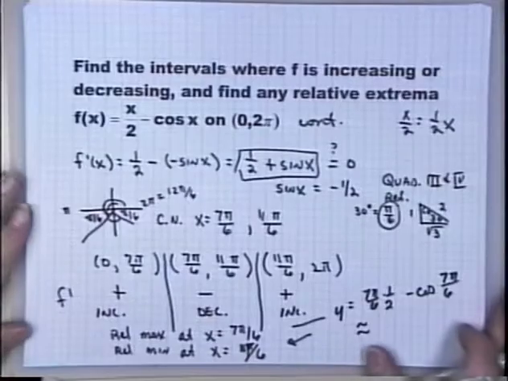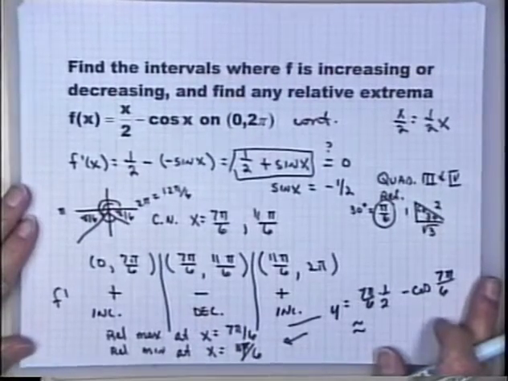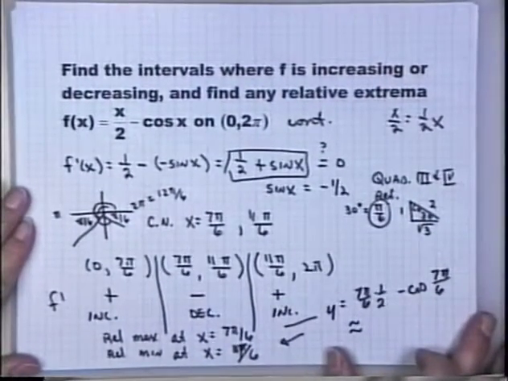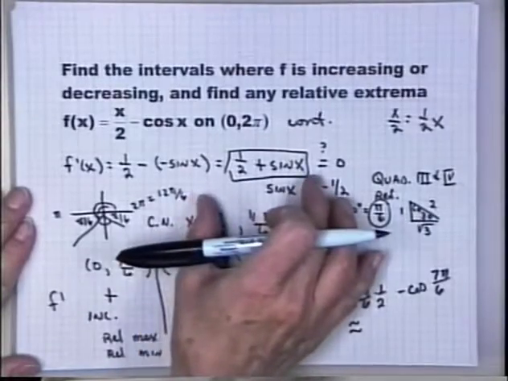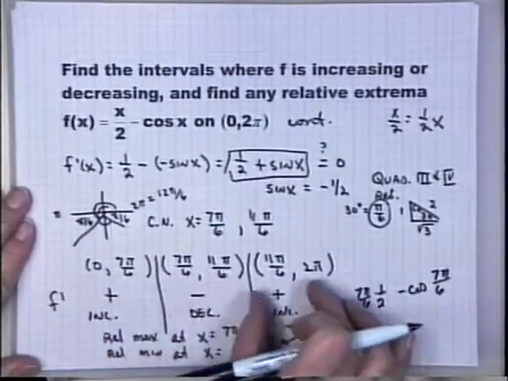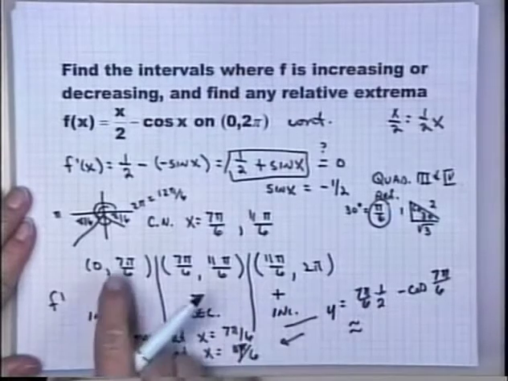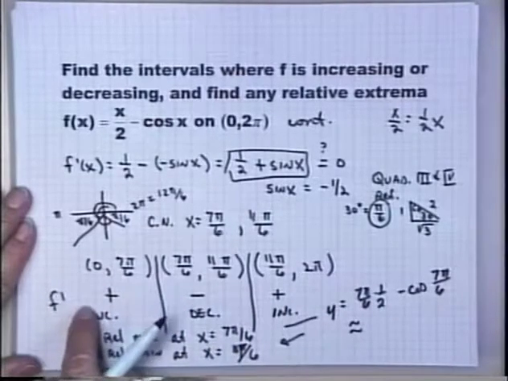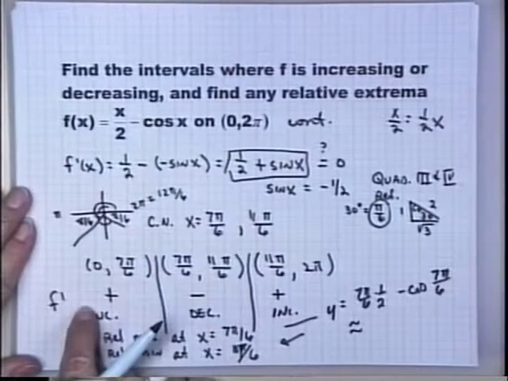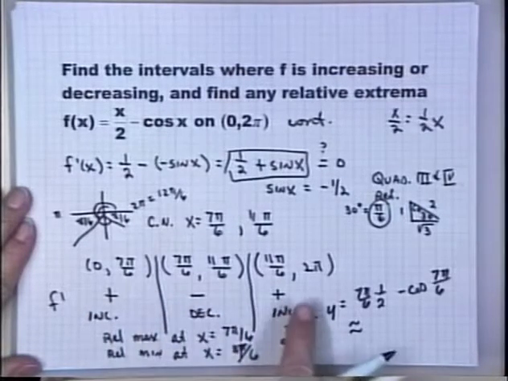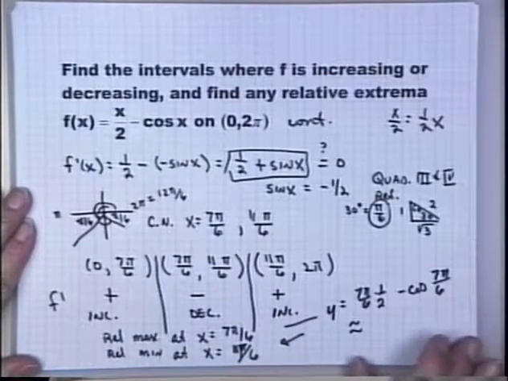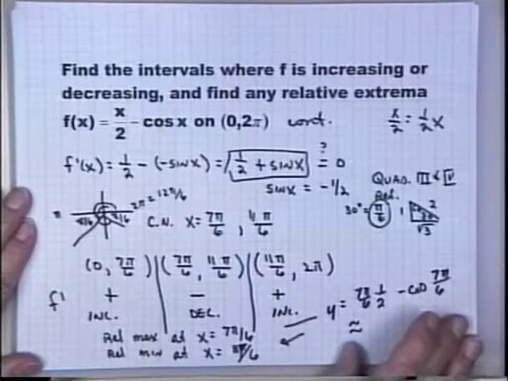Now, I'm going to leave that for an exercise for you because this lesson is going to be long enough as it is. The important thing is that you understand how to find your critical values, set up your test intervals, pick a test number in each interval, find the sign of your derivative, see whether it's increasing or decreasing, and then based on that, you can determine any of these relative minimums or maximums. Okay?